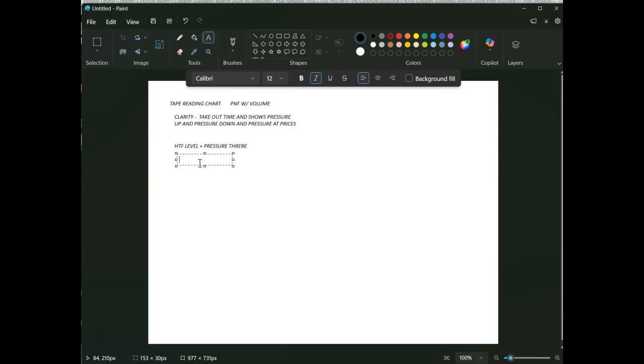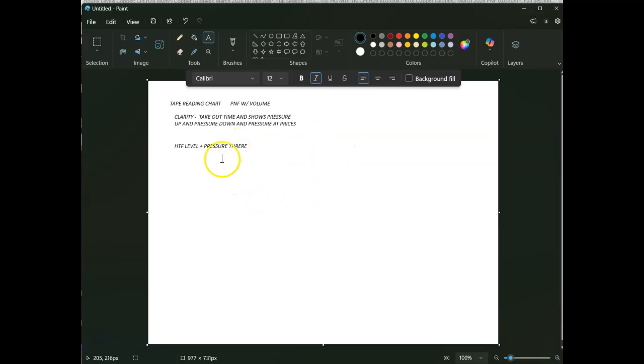Whatever level you want to use, any level works. Folks use highs and lows, or volume-based levels, high volume levels, etc. It doesn't really matter, but it needs to come from a higher time frame. And what I want to see is if there's pressure there or not. So I'll just show you.